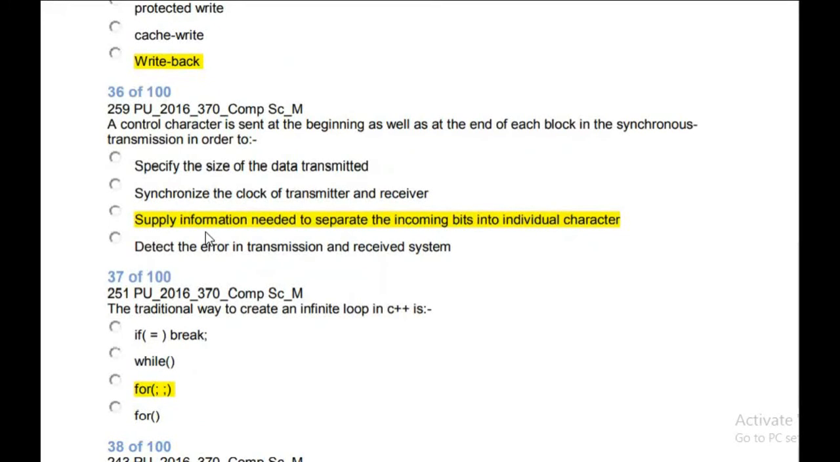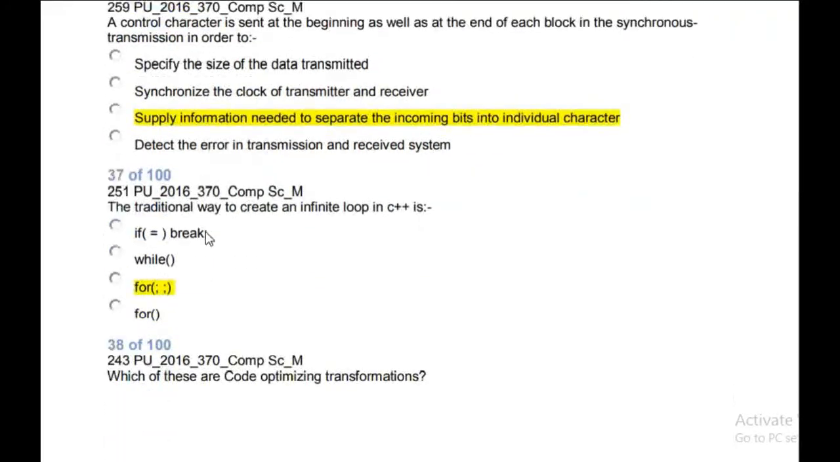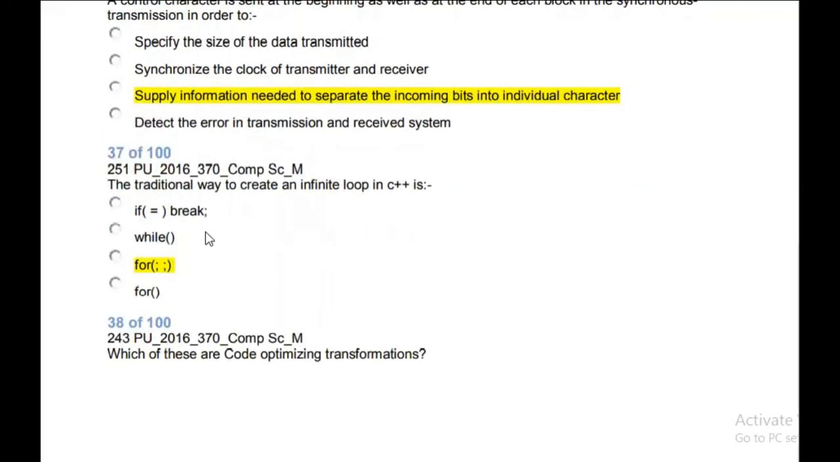A control character is set at the beginning as well as at the end of each block in synchronous transmission in order to supply information needed to separate the incoming bits into individual characters. Option C is correct.